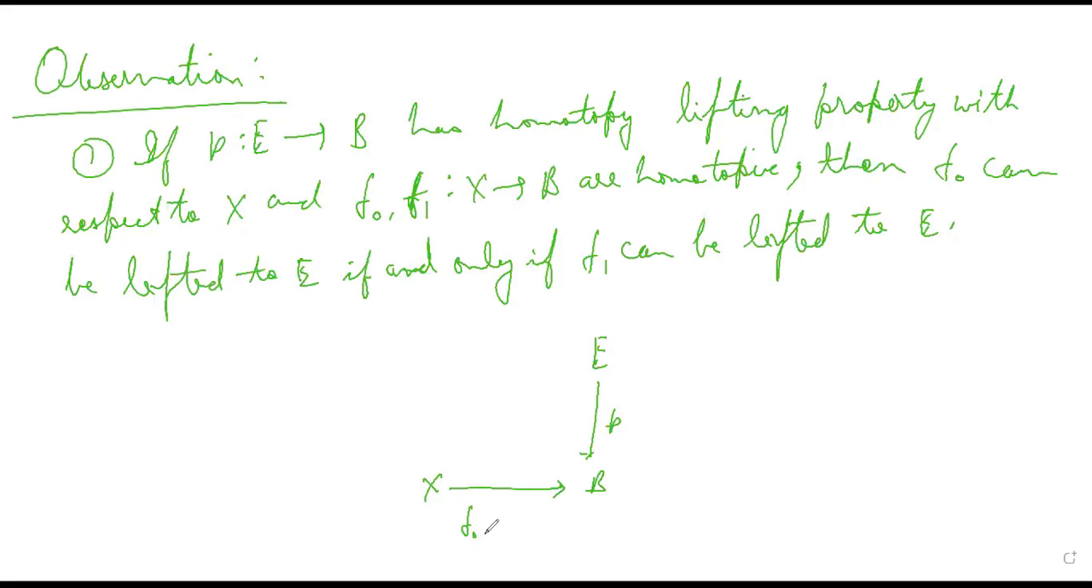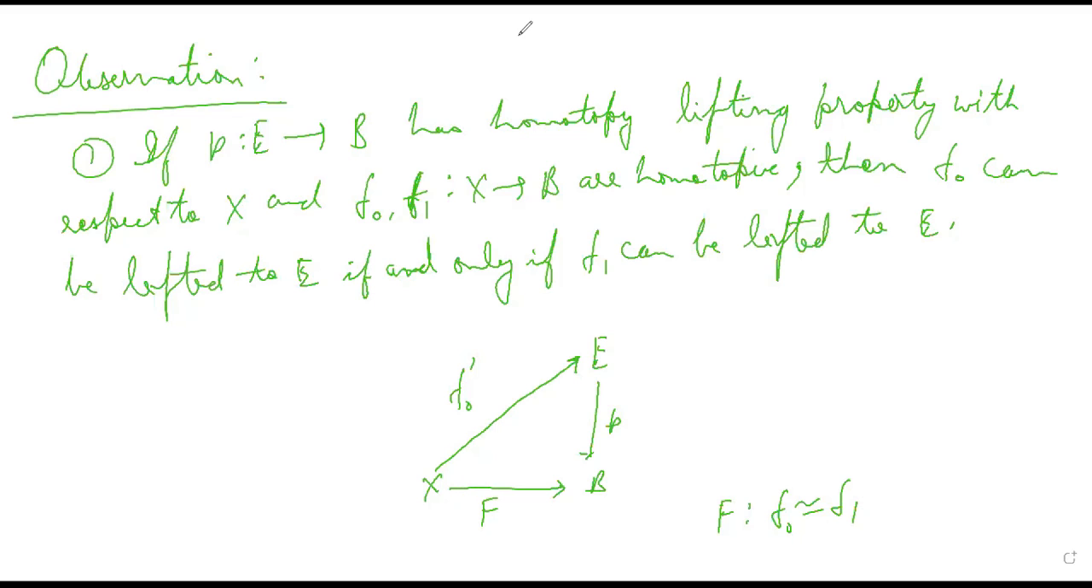So F naught and F1 are homotopic maps, right? It means there is a homotopy capital F such that... Now suppose F naught can be lifted to this F naught tilde, suppose.